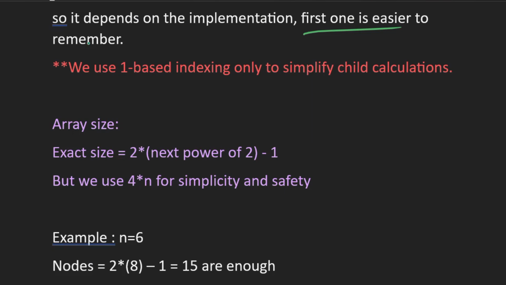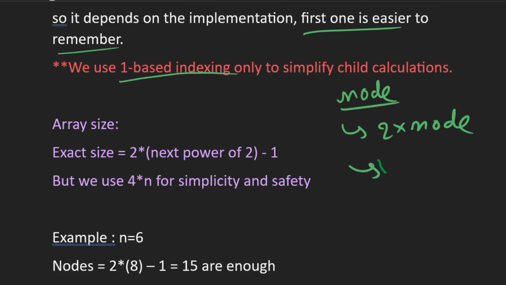The first one is easier to remember, so we use one-based indexing, where if the parent node index is node, then the left child will be 2 into node and the right child will be 2 into node plus 1. This is the left child and this is the right child.